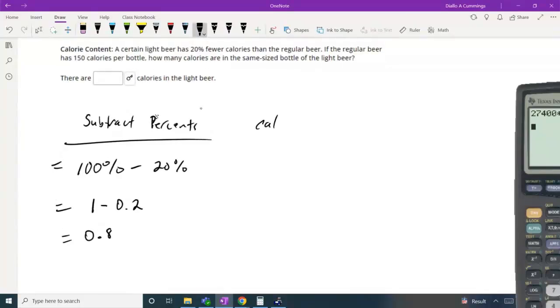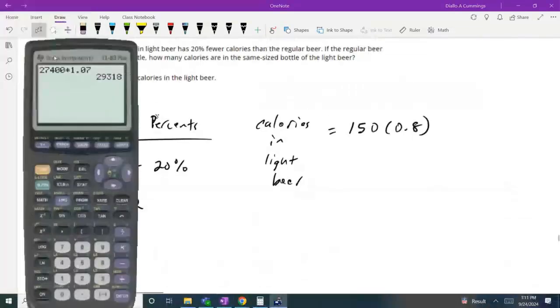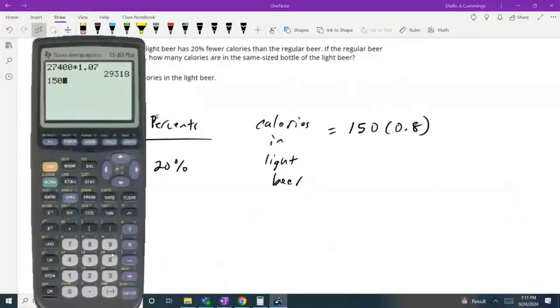So in order to find the calories in light beer, I'm going to multiply 150 times 0.8. So if we were to multiply that up, 150 times 80%, which is 0.8, is 120. All right, so there's 150 calories in regular beer, and then there's 120 calories, which is 20% fewer calories in light beer.